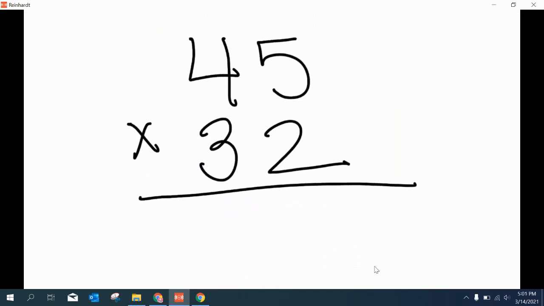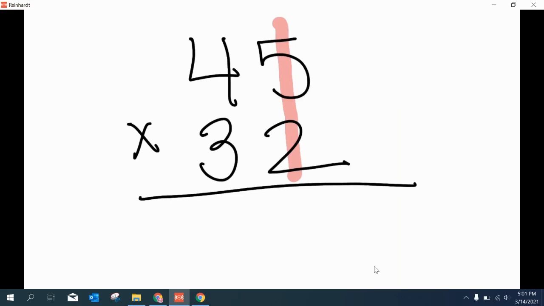Please write this down in your notebook, on your slate, grab a marker, but I would like you to complete this problem with me. Our first thing we're going to do is look at the number in the ones place. I have a 2 in the ones place because I'm looking at my second number, and I'm going to multiply it by the digit above it.